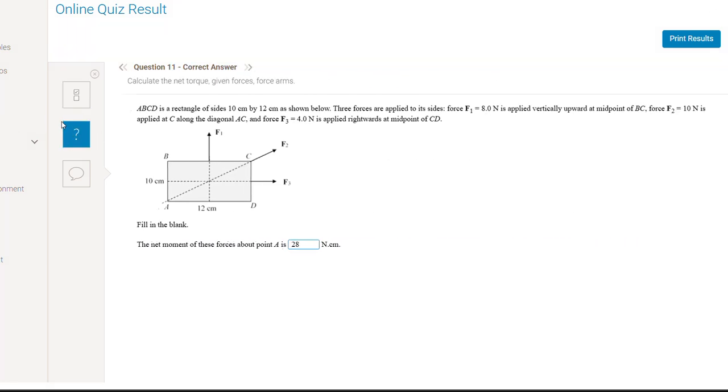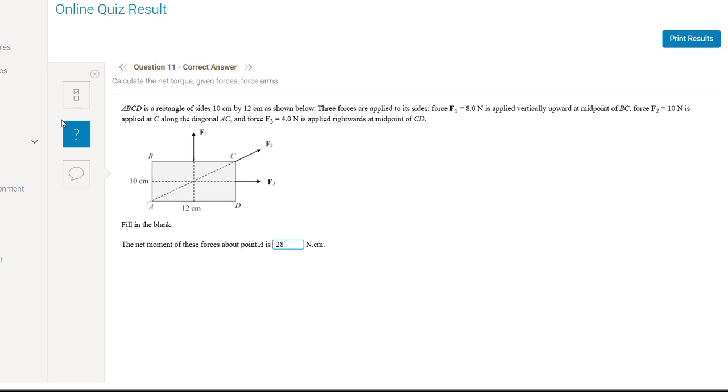Next question. The net moment of these forces. So basically what the net moment means is the addition of all the forces. Keep in mind, you have to put negative if it's clockwise, and positive if it's counterclockwise. Also keep in mind, point A is your fulcrum, axis of rotation. Great, so let's start with F2.